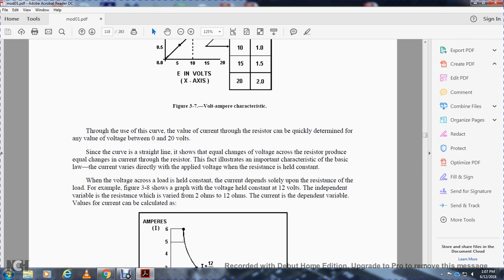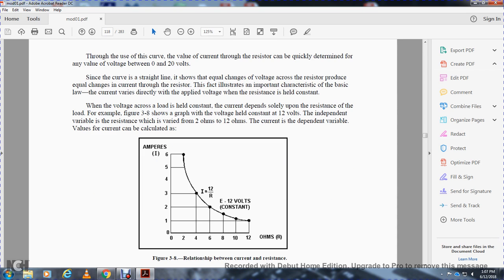When the resistance is held constant, the voltage across the load is held constant, but the current depends solely upon the resistance of the load. For example, Figure 3.8 shows a graph with the voltage held constant at 12 volts. The independent variable, the resistance, is varied from 2 ohms to 12 ohms. The current is the dependent variable, and its value can be calculated.